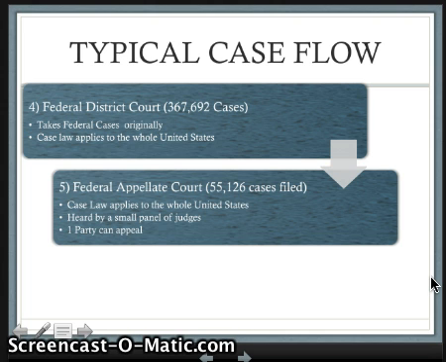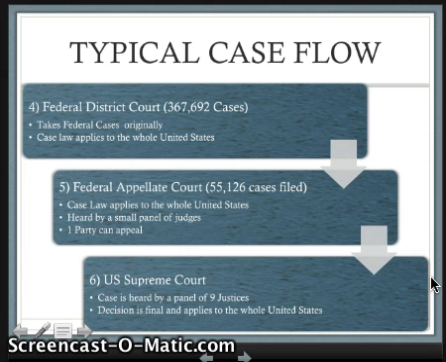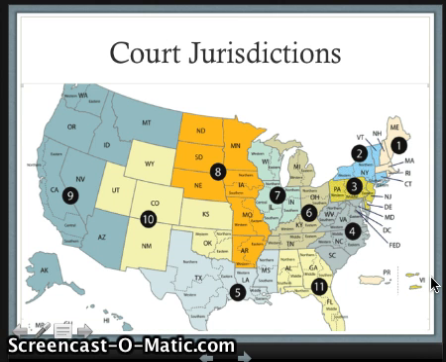Now think about this. You've been paying a lawyer for a long time. This stuff can take years. The last level, of course, is the U.S. Supreme Court. There are 9 currently sitting justices. The decision is final and it applies to the whole United States. There is no going above the U.S. Supreme Court. Once you've gotten to this level, it is done. Here we can see a map of the court jurisdictions for the 12 circuits plus DC.